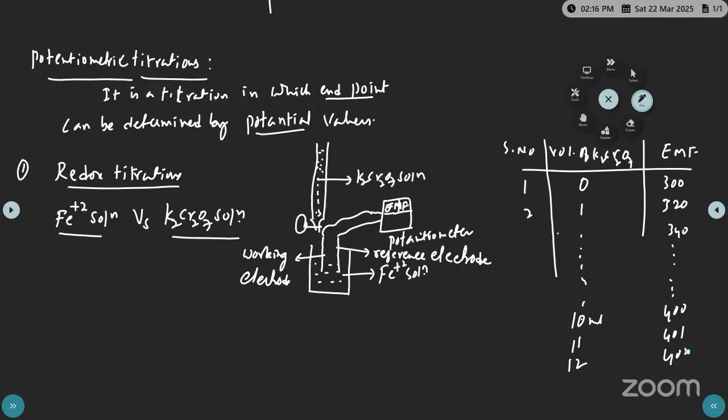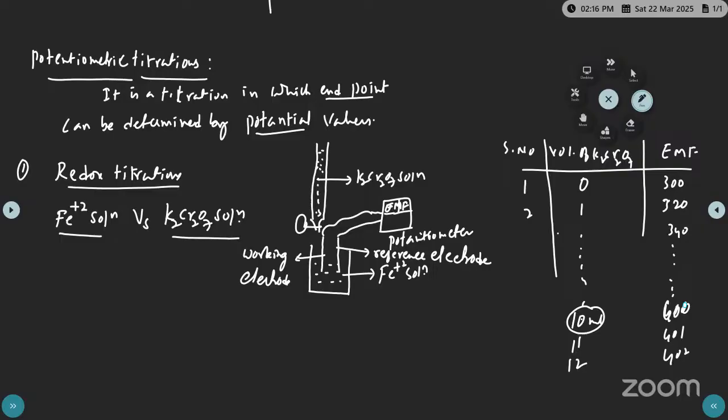Overall the EMF values increase, but at a particular volume the EMF value suddenly increases. For example, here it is 600, after 401. So gradually the EMF values increase, and at a particular volume the EMF value suddenly increases, and then they increase steadily again. Where the EMF value suddenly increases, there we take the end point.